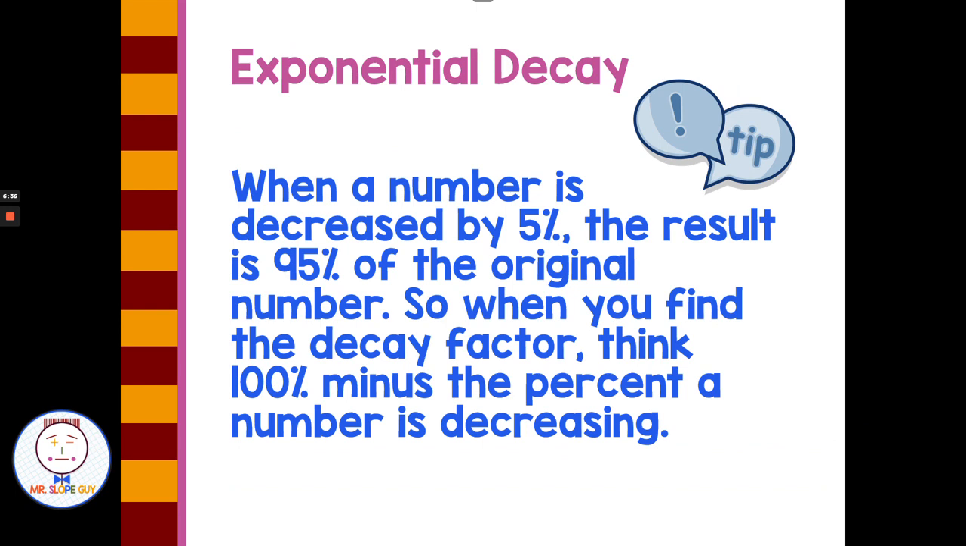So when a number is decreased by 5%, the result is 95% of the original number. So when you find the decay factor, think of 100% minus the percent of decrease. When we had exponential growth, we took our growth rate and added it to 100%. With decay, we're going to start with 100% and subtract away the amount we're decreasing. So for a 5% decrease, we want to use a decay factor of 0.95.